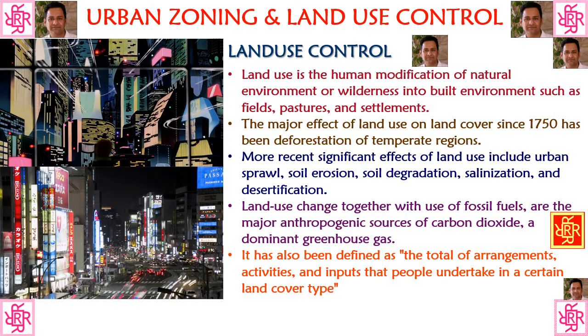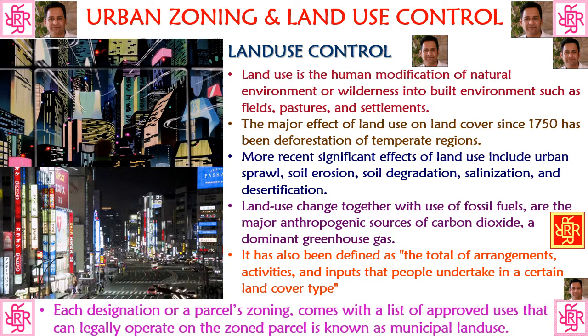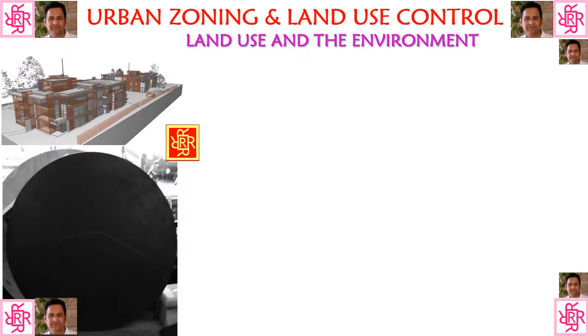It has also been defined as the total of arrangements, activities, and inputs that people undertake in a certain land cover type. Each zoning designation or parcel comes with a list of approved land uses that can legally operate on the zoned parcel, known as municipal land use, because the municipal authority is the main controlling authority for land use.